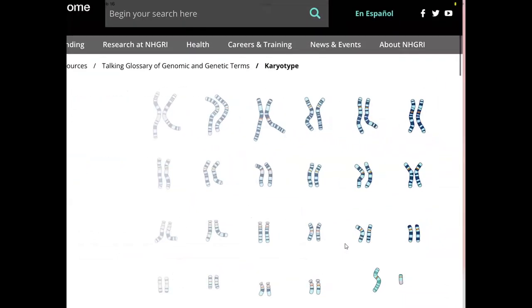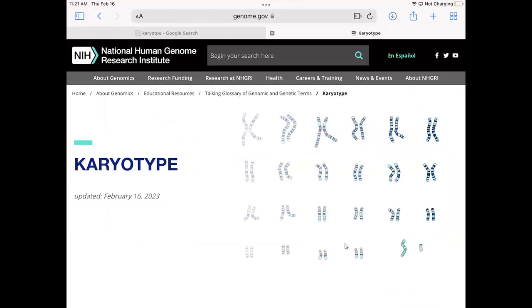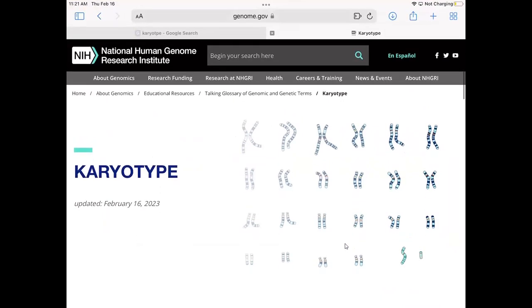Here's a karyotype. So this is a human karyotype, which I can't write on. But 1, 2, 3, 4, 5, 6, 7, 8, 9, 10, 11, 12, 13, 14, 15, 16, 17, 18, 19, 20, 21, 22. Right? So 22 pairs of autosomes, which is the information that we need to function. And then the last pair, the 23rd pair, those are the sex chromosomes.